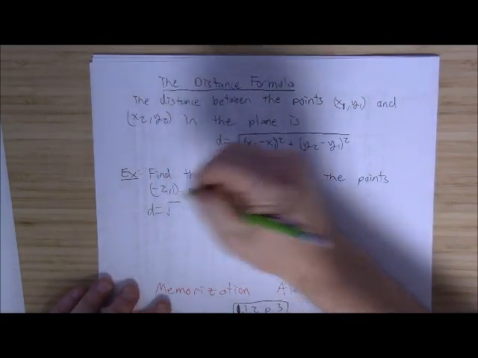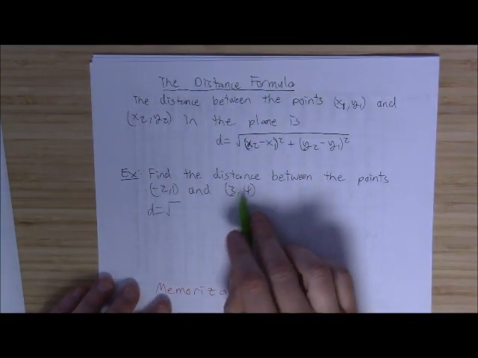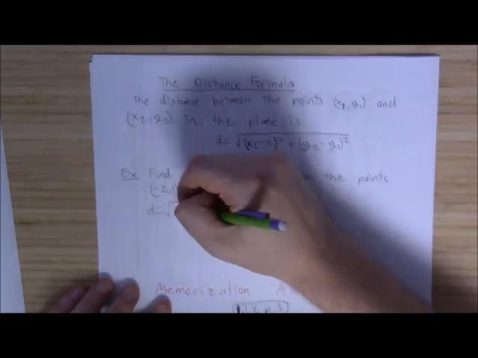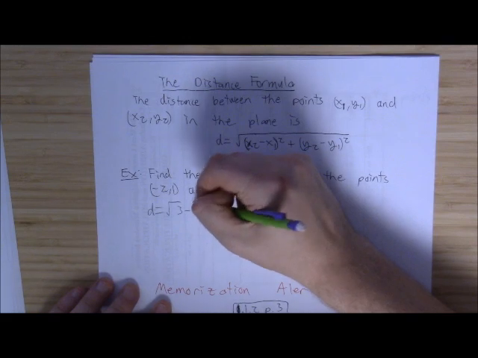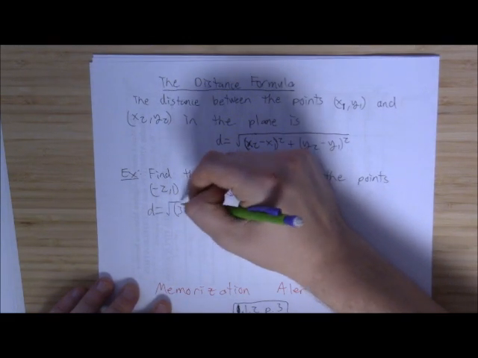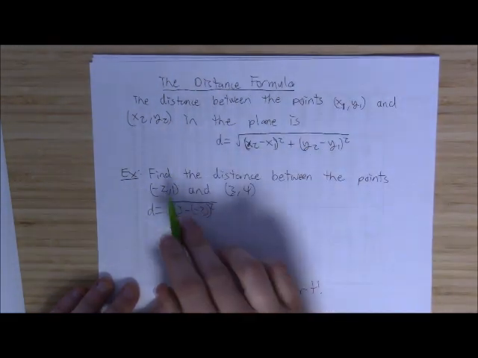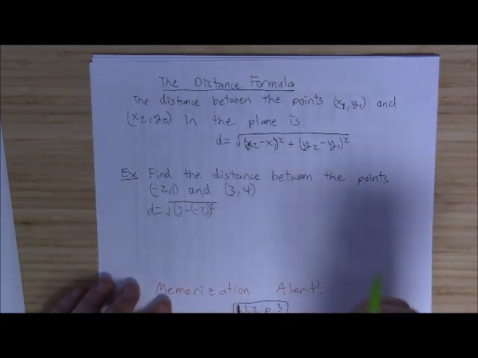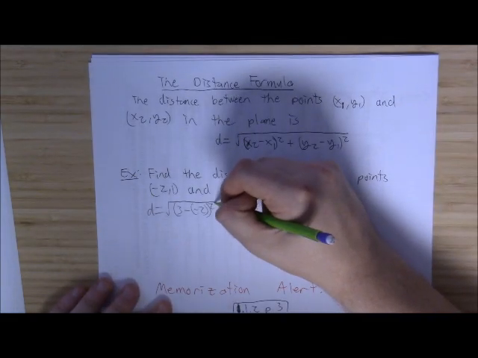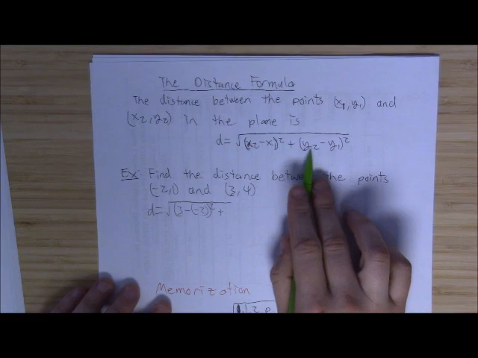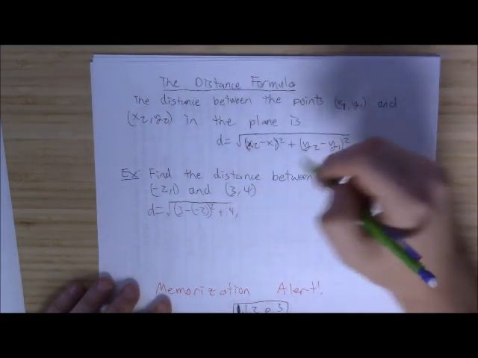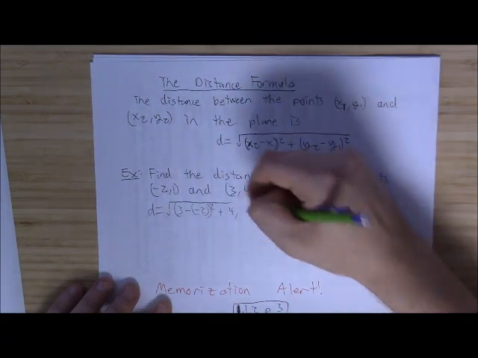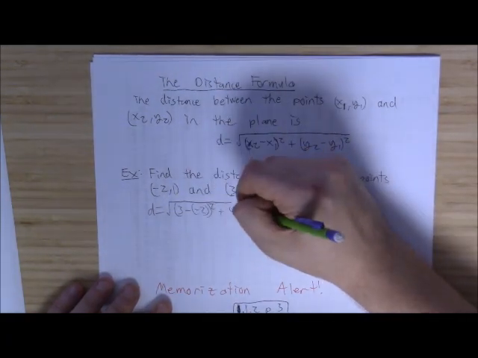So this would be the square root of, let's say this is going to be our second point, so x2 would be 3 minus x1, which is negative 2, the first coordinate in the first point. Because the first coordinates are always x-coordinates, the second coordinates are always y-coordinates. Plus the difference in the y-coordinates. y2 would be 4, y1 would be 1, sorry.